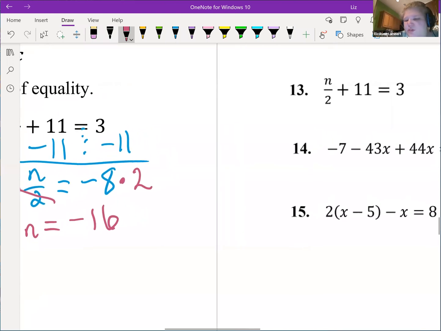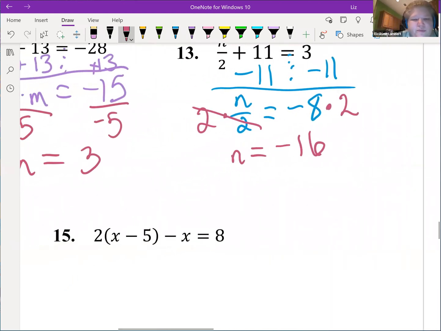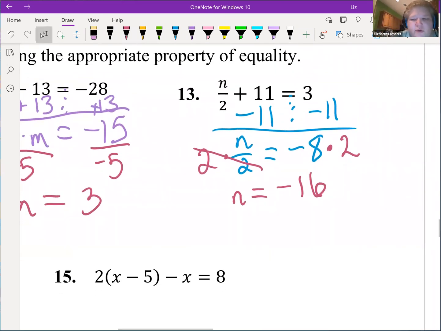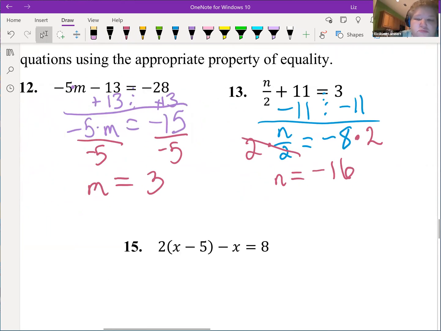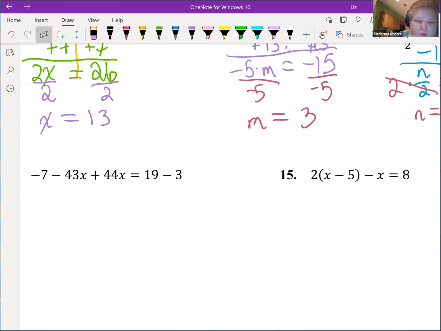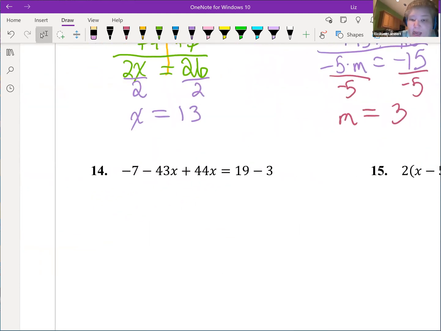I copied the other problems over here in case I needed more room. Just if you were wondering why those were over there. All right. So, moving right along. Let's kick it up a notch.